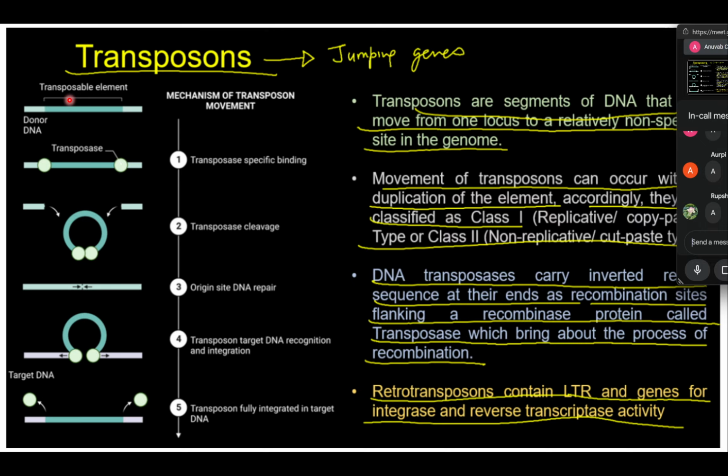but just copy themselves into another site in the DNA, whereas cut and paste is what is shown here, where the transposon will just remove itself and then join it somewhere else on the target DNA. DNA transposons carry inverted repeats at the ends as recombination sites, flanking a recombinase protein called transposase, which brings about the recombination. And retrotransposons, these are the copy and paste ones, contain LTRs and genes with integrase and reverse transcriptase activity.